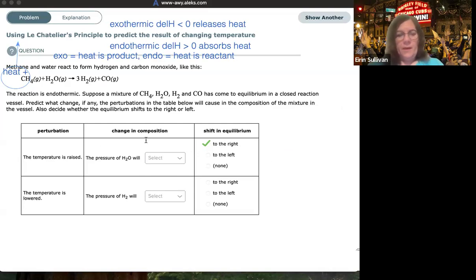All right, so what about if the temperature is lowered? Well, if the temperature is lowered, that means we are removing heat. So we are decreasing the amount of heat, which means we're decreasing the amount of reactant that is there, okay?